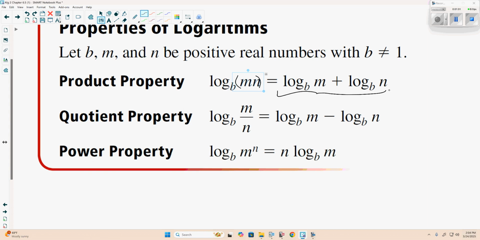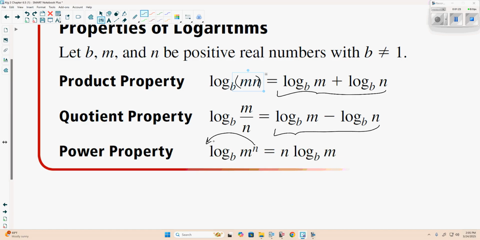Our quotient property says if we have two things being divided inside the log, we can rewrite it as two logs being subtracted. And our power property states that if we have a term to an exponent of power, we can move that power to the front.